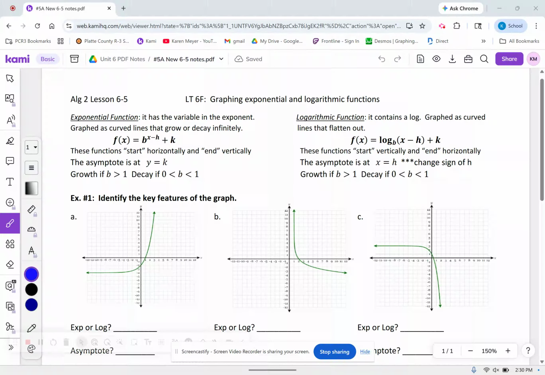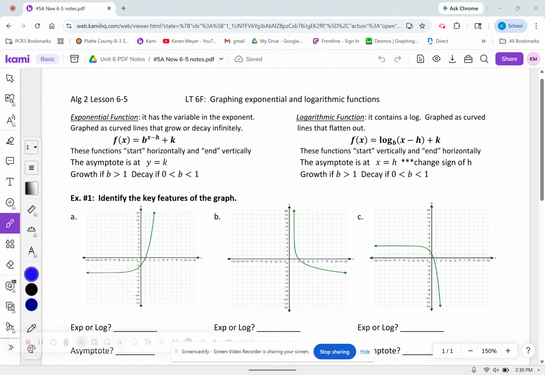All right, today we're going to talk about graphing exponential and logarithmic functions. We have a little bit of background information about each type of function that we will discuss first before we get into that.